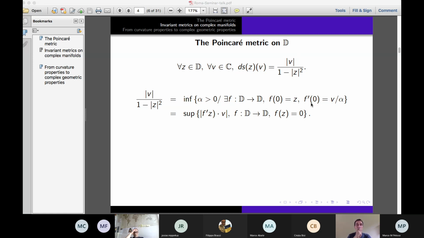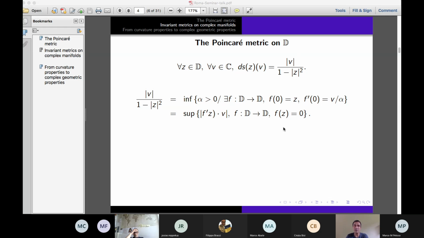But now there's also another way. You can evaluate mod of f prime of z dot v for all f from D to D, not sending 0 to z, but sending your point z to the origin. So it's a dual way. Either you send 0 to z, or you send z to 0. And if you take the supremum, in the case of the disk, it's still reached, and it's reached really by an automorphism sending z to 0. So you consider the infimum, you consider the supremum, and you get two quantities.